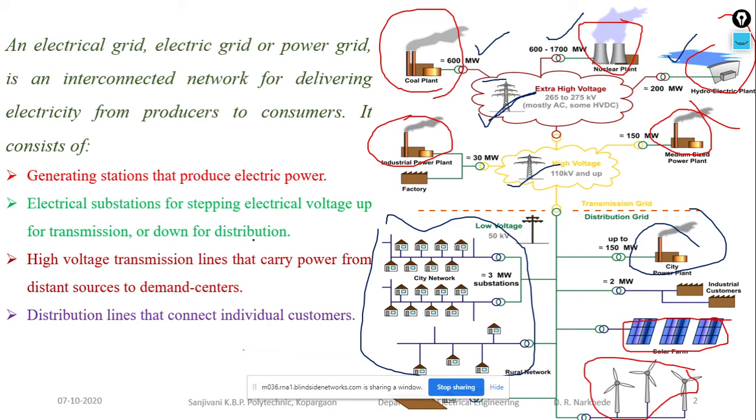Simply, I know that power will always flow from high potential to low potential. So this is my generating station over here, this is my second generating station, and this is my third generating station. The voltage at this point is high as compared to the voltage at this point, and energy always flows from high potential to low potential. So my power will flow in this direction, from high to low and then ultimately to this point. In this way we have connected all the generating stations together, and this is my consumer, which is at the lowest voltage level.